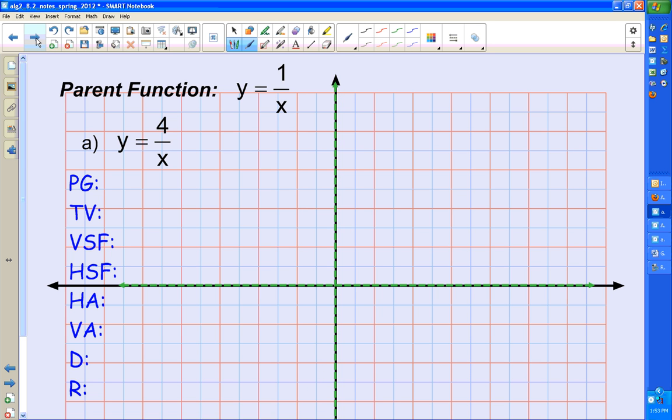This is easy. The parent graph is y equals 1 over x. The translation vector is 0, 0. The vertical stretch factor is 4. There's not going to be a horizontal stretch factor. And by the way, whoever it is, what the heck? That means no solution, empty set. Whoever's doing that, stop. This is how you write zeros. If you're the one doing that, don't do that. That's bad. Horizontal asymptote, y equals 0. Vertical asymptote, x equals 0.